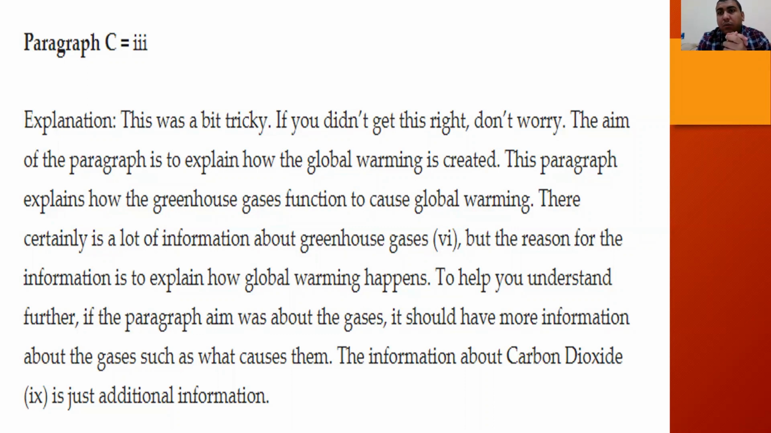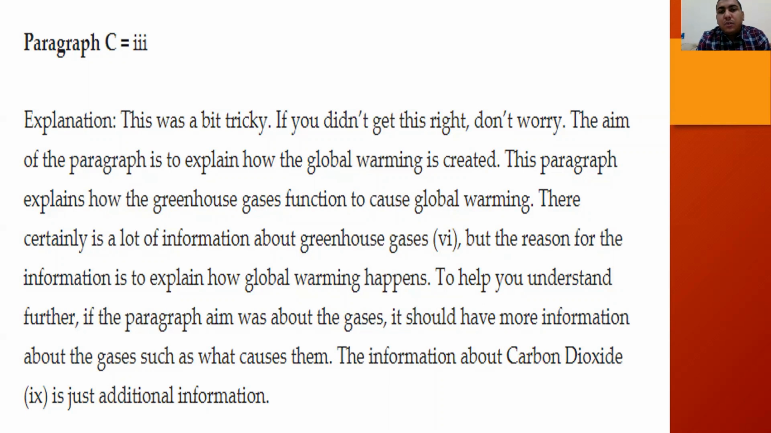And here we are in front of paragraph C. And we matched this paragraph to number 3. Here is the explanation. Let's read it. This was a bit tricky. If you didn't get it right, don't worry, because it sometimes happens. The aim of the paragraph is to explain how global warming is created. This paragraph explains how the greenhouse gases function to cause global warming.